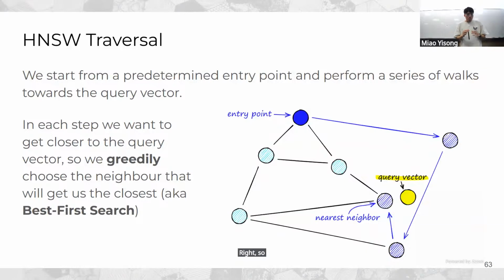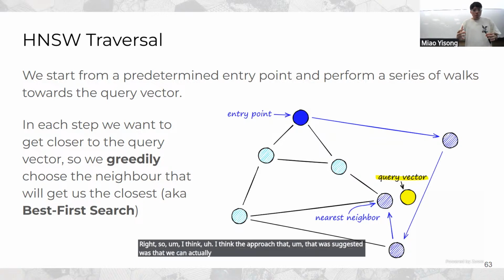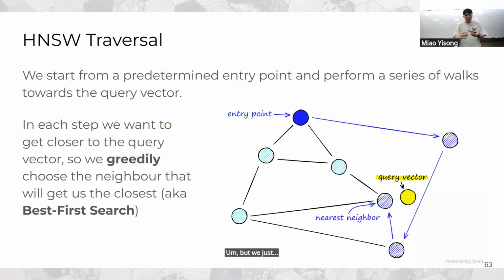I think the approach that was suggested was that we can greedily choose the neighbor that keeps getting us closer. It's something similar to a greedy search, where we keep greedily choosing the nearest neighbor until we can't get any closer to the query vector. Yeah.